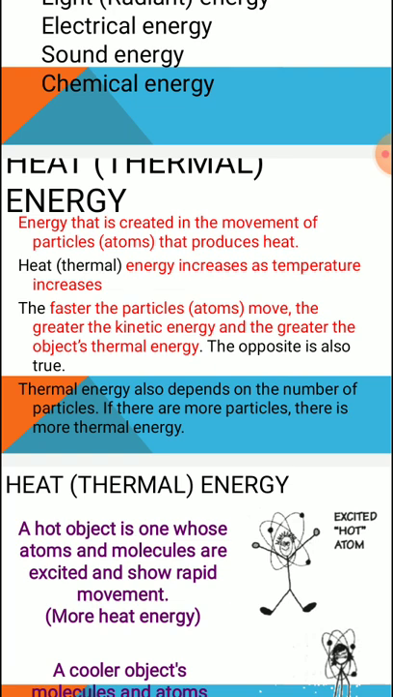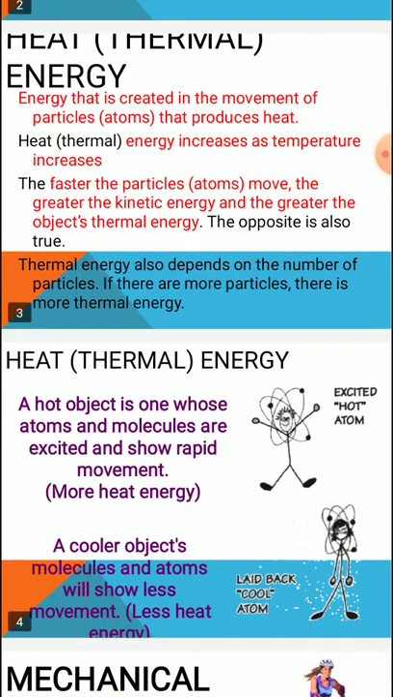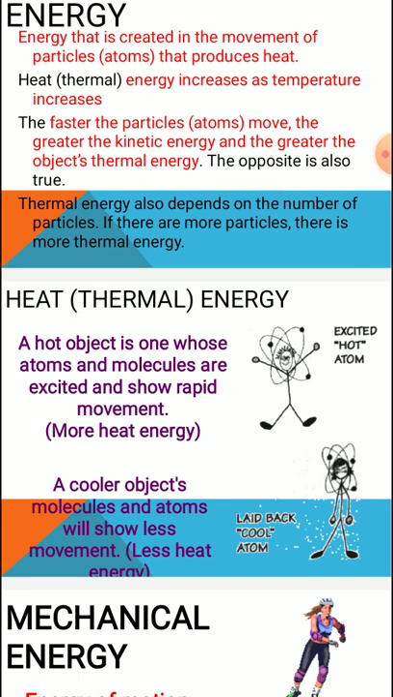The faster the particles move, the greater their kinetic energy, which involves velocity, and the greater the object's thermal energy. The opposite is also true. Thermal energy also depends on the number of particles: if there are more particles, there is more thermal energy. A hot object is one whose atoms and molecules are excited and show very rapid movement, so more heat energy is produced.